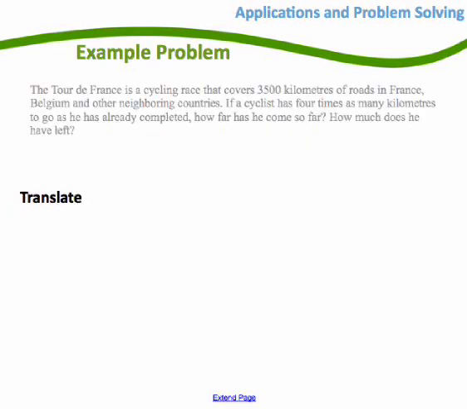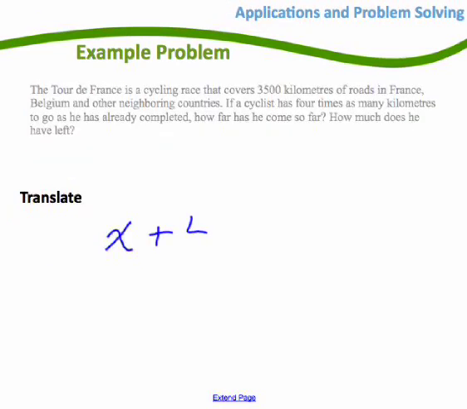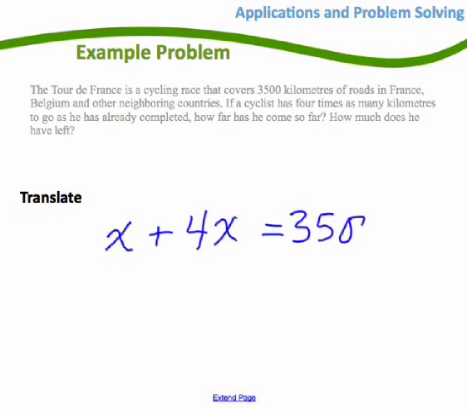So I'm translating into an equation. From the start to where he is now, that was x. And if I add to that what he has left, what was that again? Oh, 4 times x, 4x. So if I add what he's done already, plus what he has to go yet, I know the total distance was 3,500. Now I've got an equation in one variable, and I can solve it. Let's go to the next page and solve it.